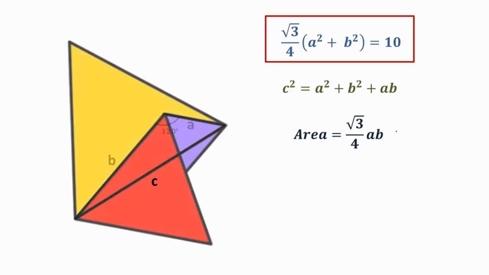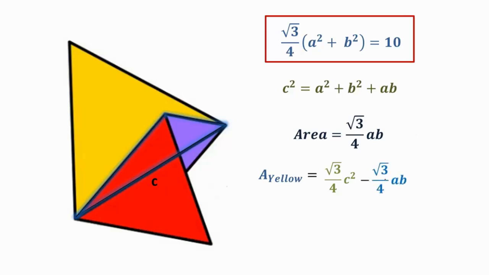Now let's get back to the original figure. What do we need to calculate? We need to calculate the area of this yellow region. Therefore, the area of the yellow region is going to be the area of this triangle with side C, which is root 3 by 4 C square because this is also an equilateral triangle, minus the area of this triangle, which we have already calculated. So we'll get this expression for the area.